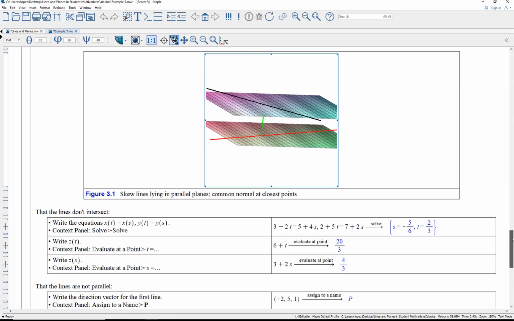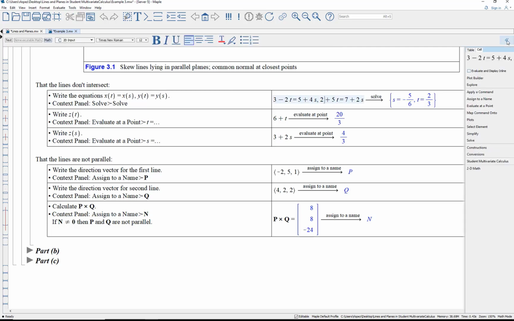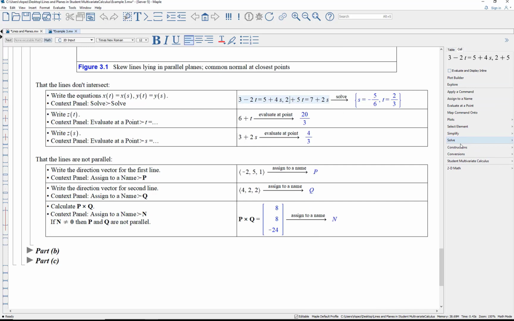Now, to do this with a pencil and paper in the traditional vector style requires the following calculations. You need to solve 2 equations, x of t equals x of s, y of t equals y of s. So you're looking for the x, y coordinates of the point directly under the 2 lines. Use the context panel. Here, I'll show you. Solve, right? You just pick solve.